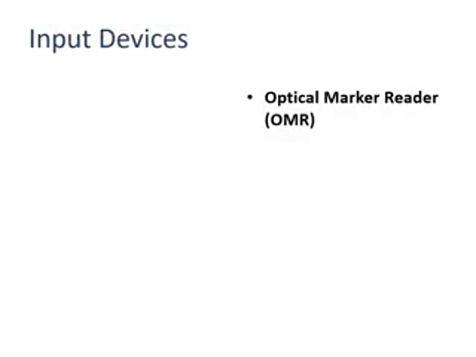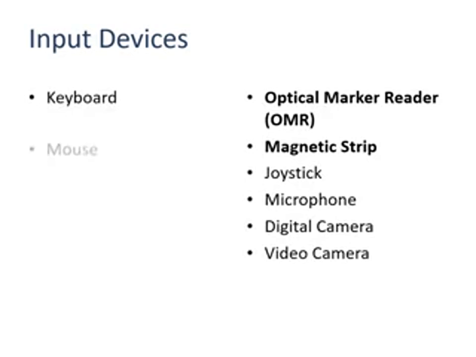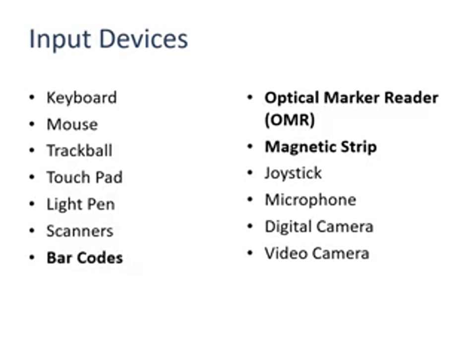A number of input devices: optical marker reader, also known as OMR, magnetic strip, the joystick, the microphone, the digital camera, the video camera, the keyboard, the mouse, the trackball, the touchpad, light pen, scanners, and barcode readers. All these are examples of input devices that bring information into a computer.